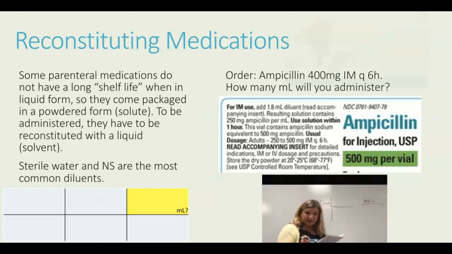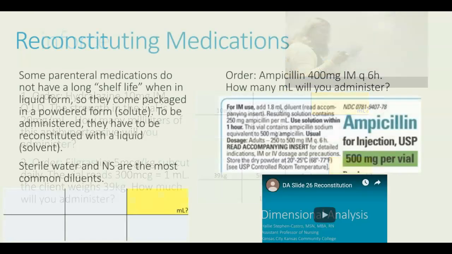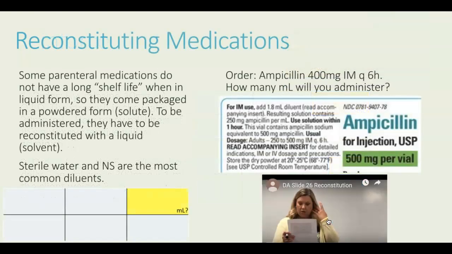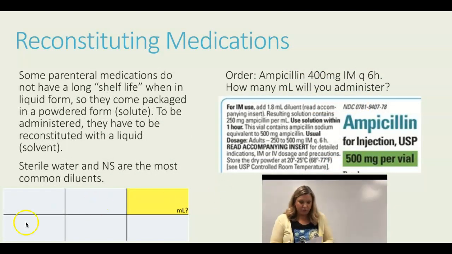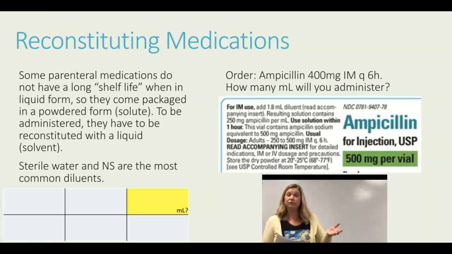All right, slide 26. Reconstituting medications. Frequently, you will be given medications that come in powder form in a vial that you have to reconstitute. Usually it's medications that don't have a very long shelf life, and so you have to add the base solution to it to dilute the medication so it can be administered, because it won't be on the shelf very long. It has a minimal shelf life.